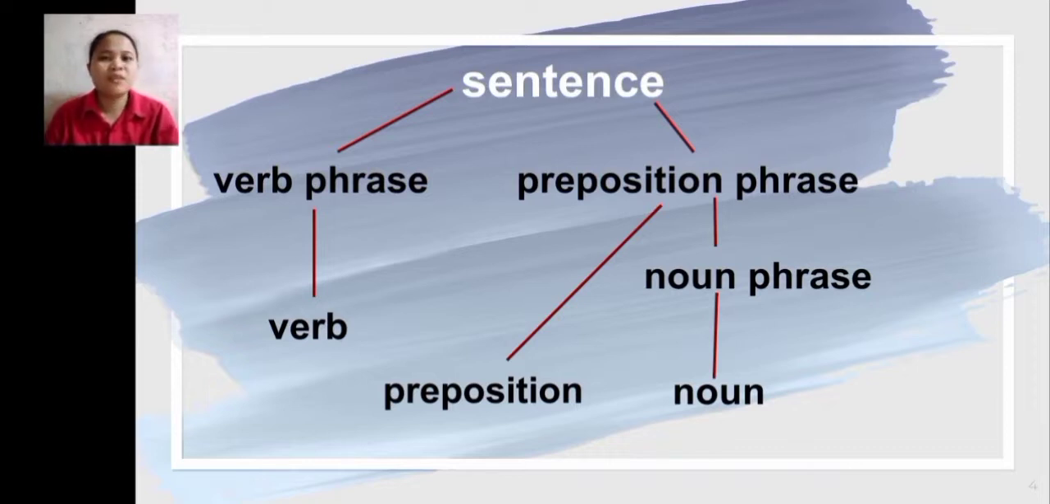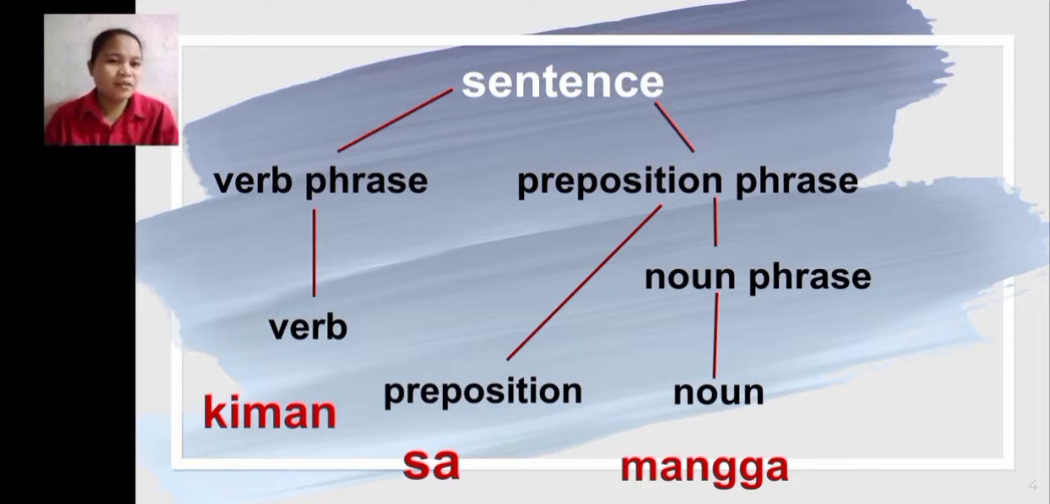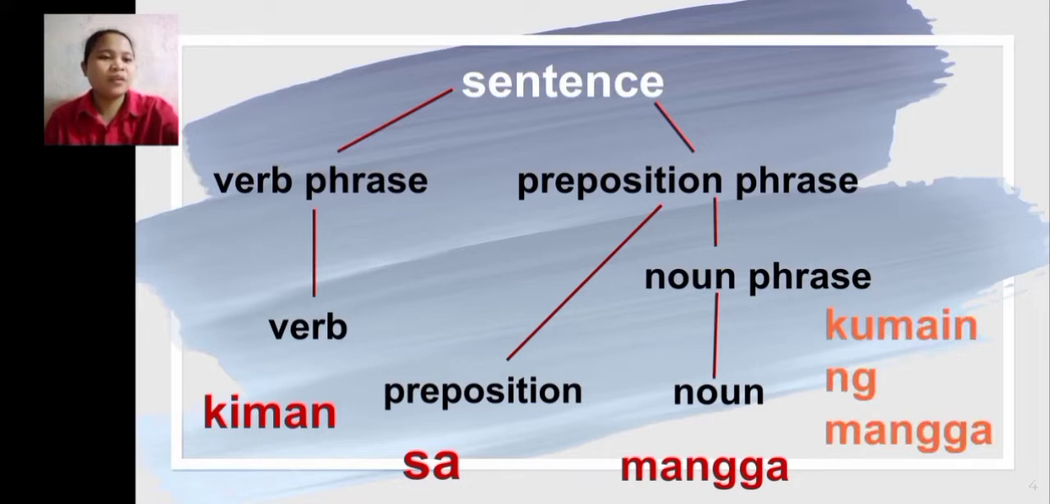So, let's have an example of a sentence using a mother tongue. Since I am a Maguindanao, I'm going to use my mother tongue. Our example sentence is Kiman sa mangga. Our verb here in our example is Kiman, our preposition is sa, and our noun is mangga. When we translate it to Filipino, it will become kumain ng mangga.